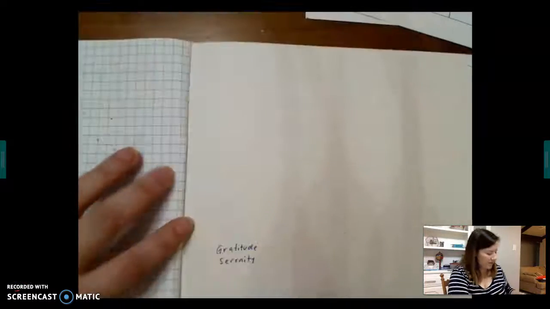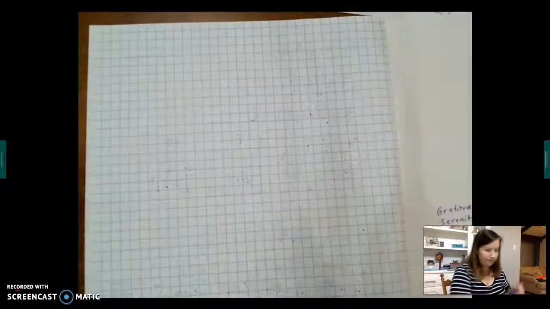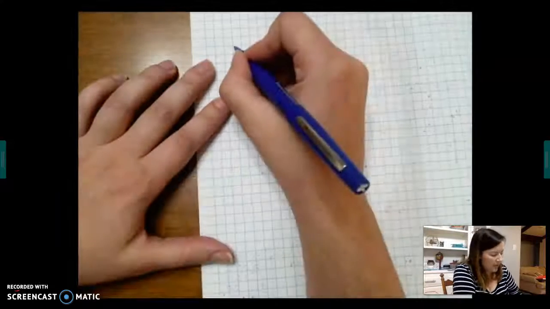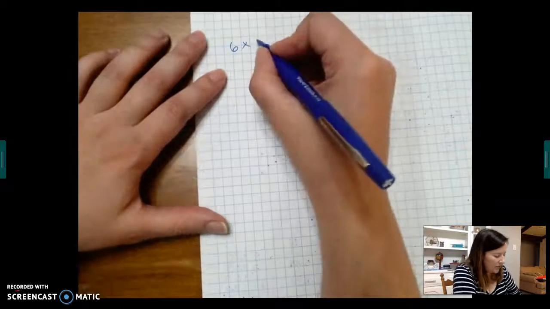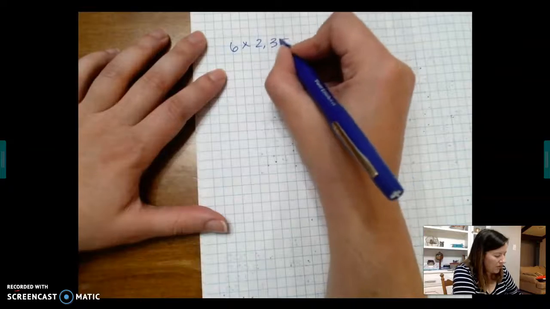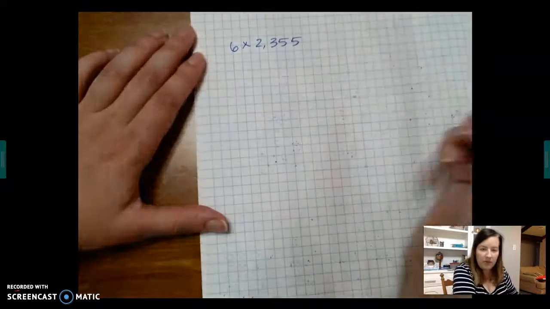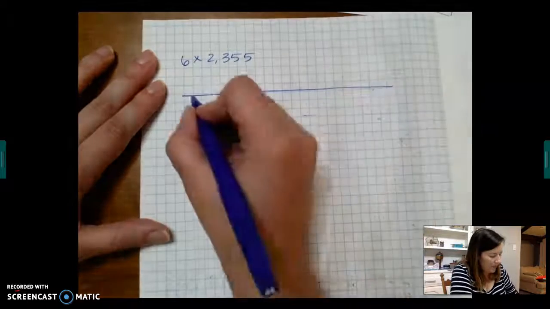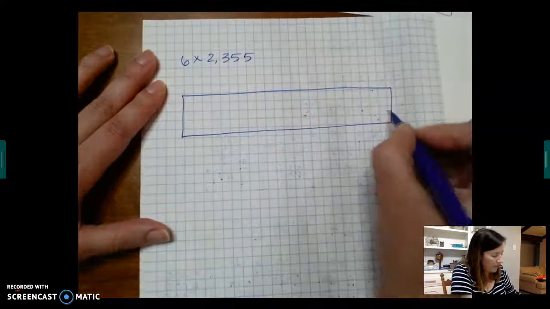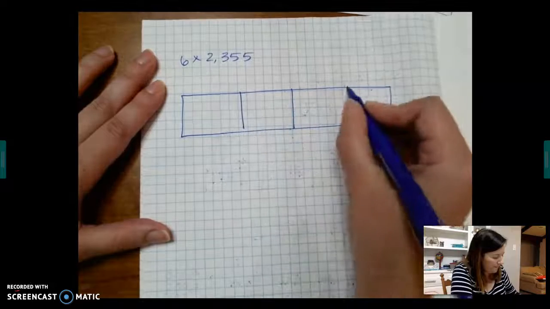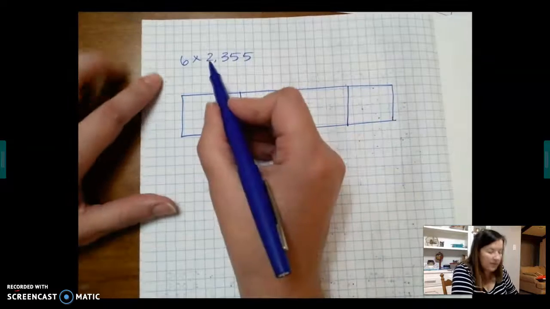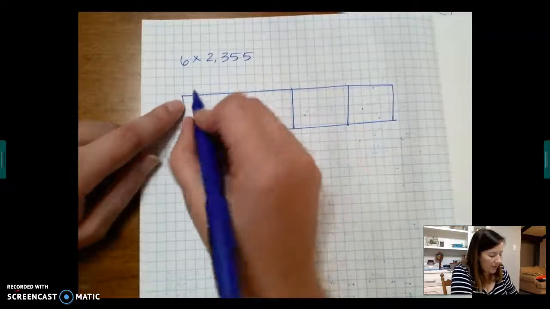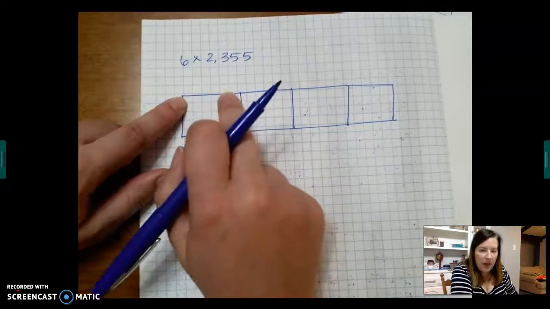Okay, let's do one together. So let's say we have 6 times 2,355. All right, let's pull this number apart into expanded form. How do I write 2,355 in expanded form? What is going to go right here above this first box?